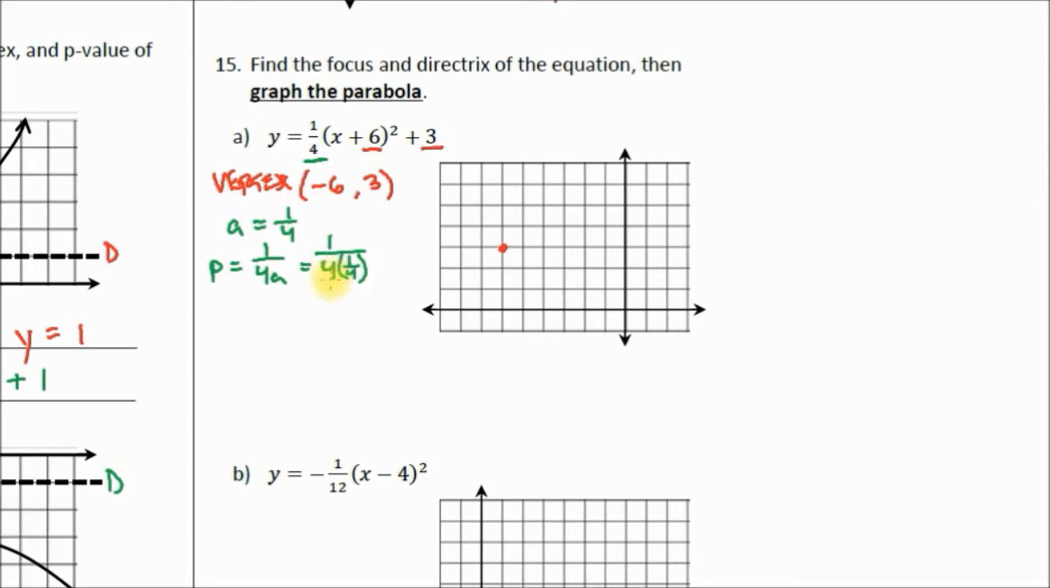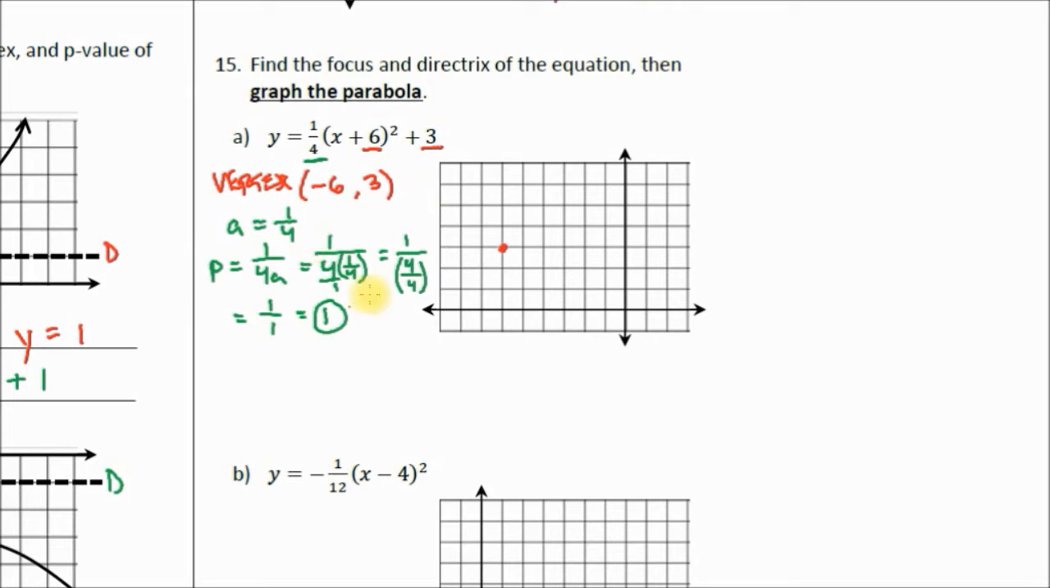If you change the 4 to 4 over 1, you're going to end up with 1 over 4 times 1 is 4. We're going to multiply these two fractions together. 4 times 1 is 4. 1 times 4 is 4. So that's actually 1 over 4/4. And that equals 1 over 1. And that, of course, equals 1. So our p-value is 1. And since a is positive, p has to be positive.